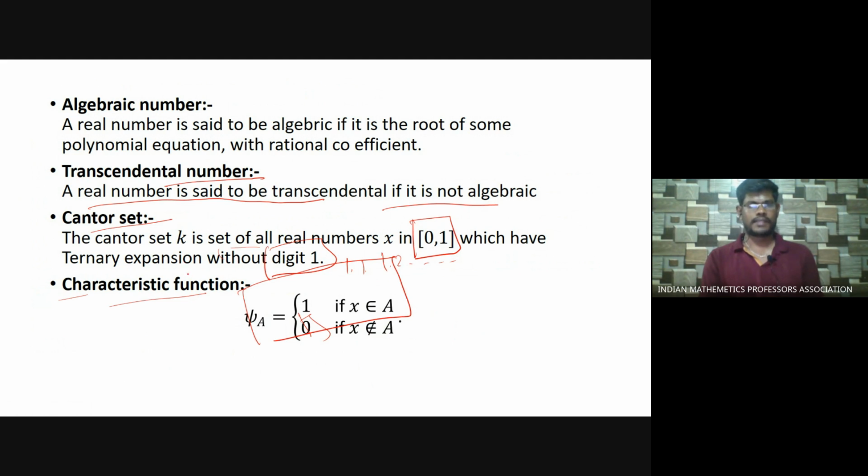That means a real number is said to be transcendental if it is not algebraic. There is a rational coefficient. That's why this is uncountable. Okay, so we also have 1.1, 1.2, like that, up to infinity. That is also uncountable. Then the characteristic function. So we don't know how many numbers there are. That's why this is also one of the uncountable sets.